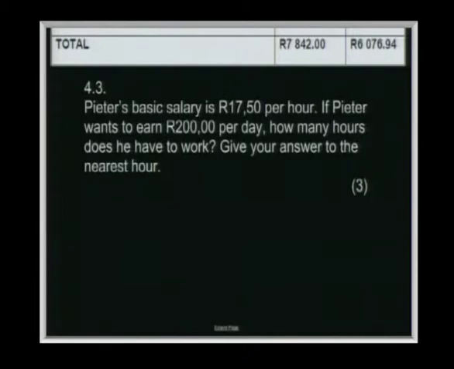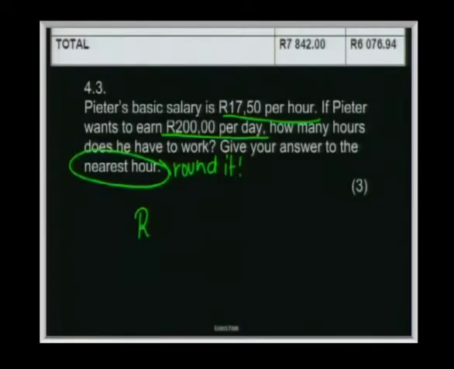Peter's basic salary is 17.50 Rand per hour. Okay, so per hour. If Peter wants to earn 200 Rand per day, how many hours would he have to work? Give your answer to the nearest hour. So he has to round it off. So that means we need to round it. So what is the total he wants to earn? He wants to earn 200.